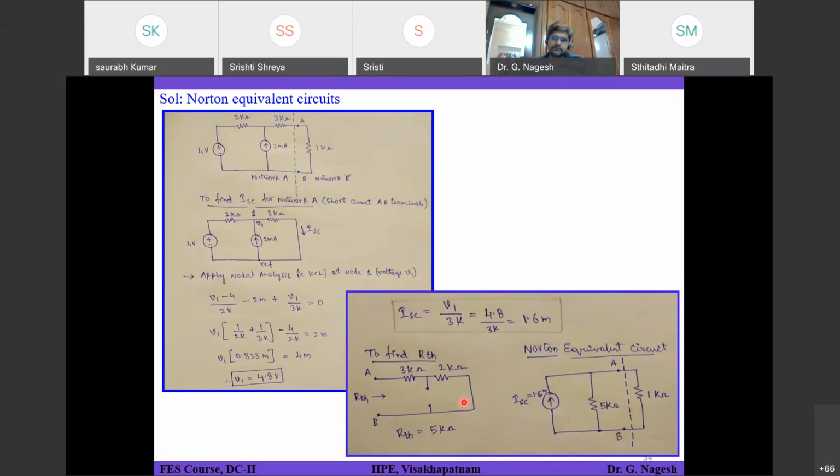When you find RTH, they also remain as they are. So you have to assume a 1 volt source at the open circuit terminals and find that 1 volt divided by the corresponding current leaving from terminal A. That will give you RTH. But there are no dependent sources in your circuit, so there is no need to apply that method. You can straight away solve with this.